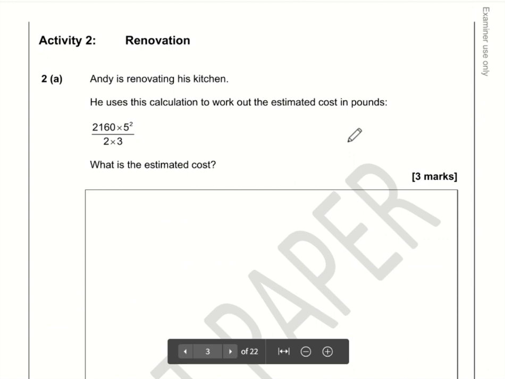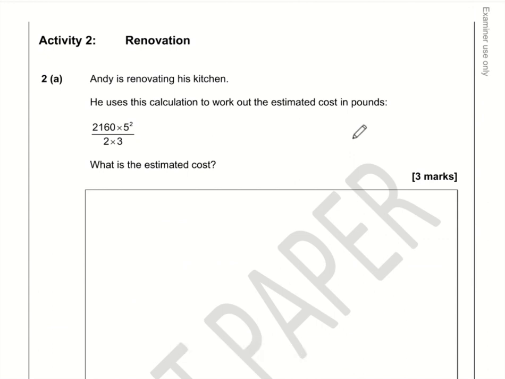What is the estimated cost? Now, I was a little bit confused with this question because, as it says estimated cost, I'm thinking I need to round some of these numbers, but the whole calculation is for the estimated cost. So it's simply just working out the value of 2,160 times 5 squared over 2 times 3.